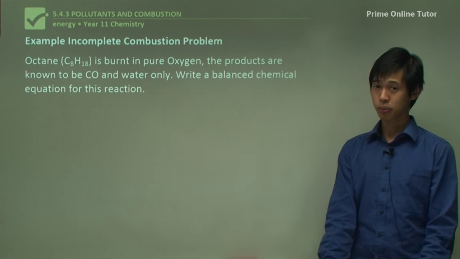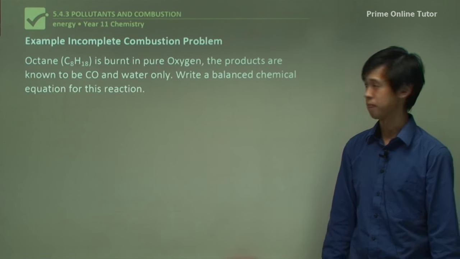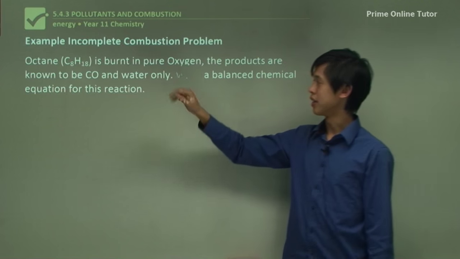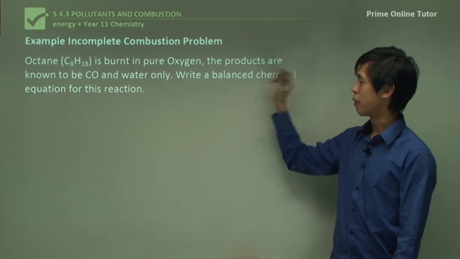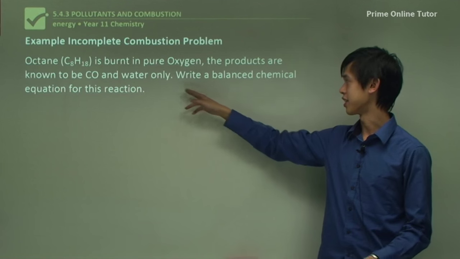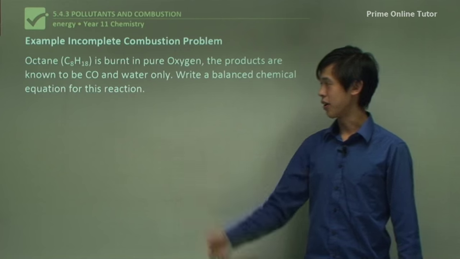So let's do an incomplete combustion example this time. We have octane now, a different fuel, and it's burning in pure oxygen again, but we know the products are CO and water only. So this is a very, very specialized reaction. Write a chemical equation for this reaction.